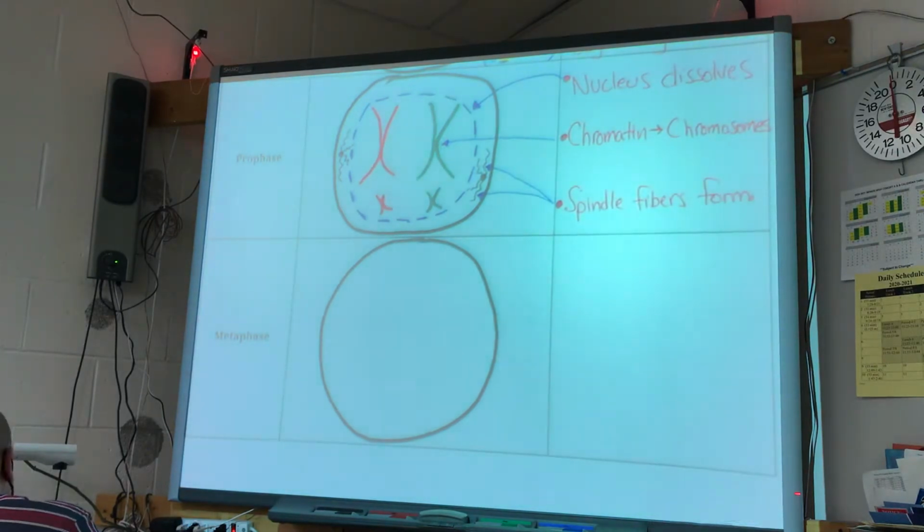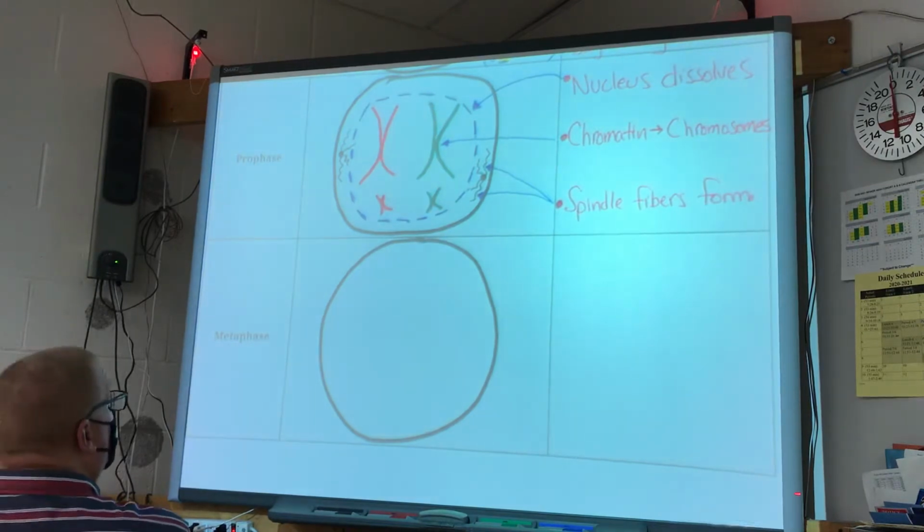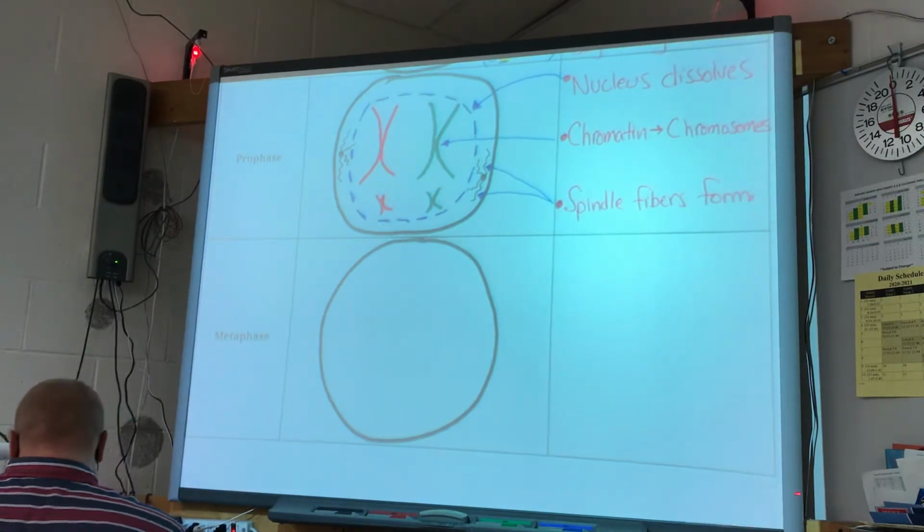They're kind of like a lasso. And those spindle fibers attach at the centromere, that little pinch point where the two sister chromatids come together. So during prophase, the nucleus dissolves. We now have chromosomes, not chromatin, we have chromosome form now. And we have some spindle fibers that are starting to form.